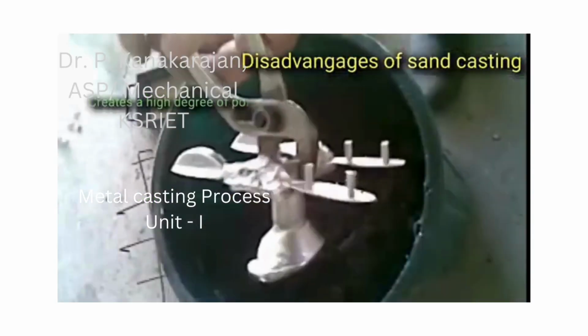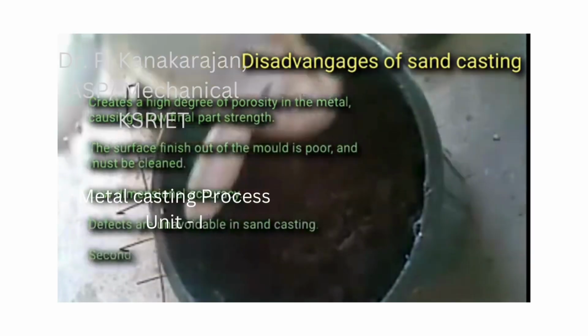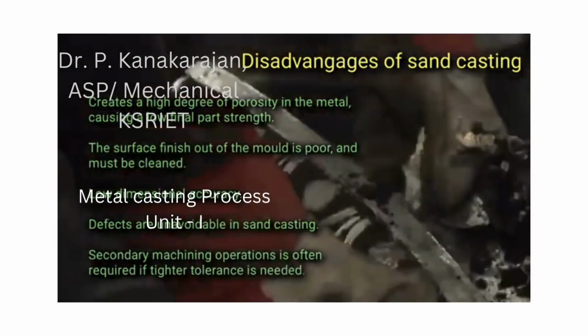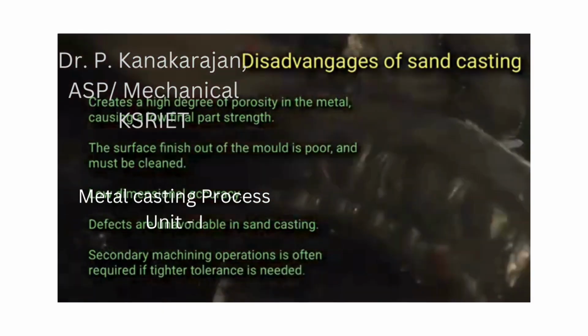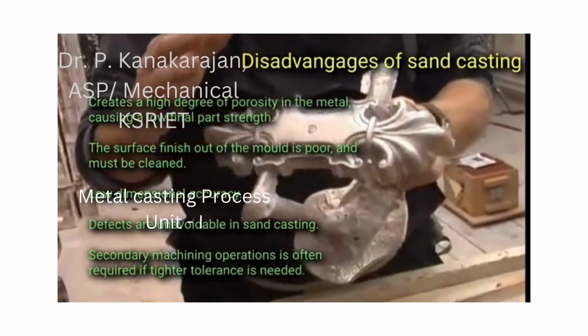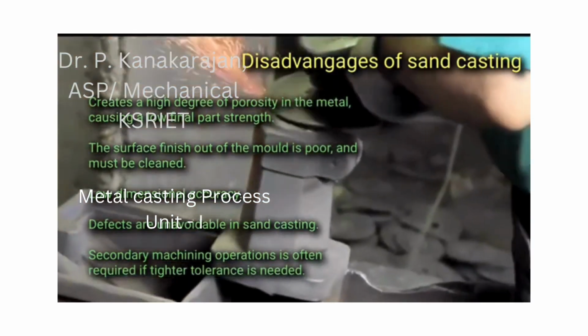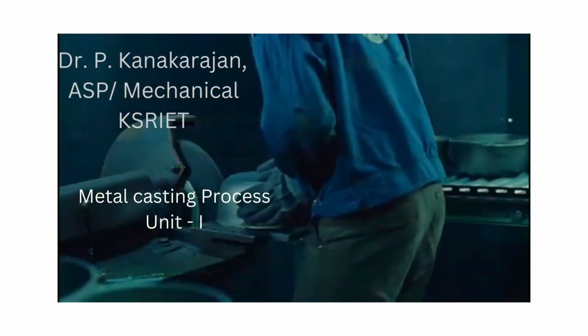Disadvantages of sand casting. Creates a high degree of porosity in the metal, causing a low final part strength. The surface finish out of the mold is poor and must be cleaned. Low dimensional accuracy. Defects are unavoidable in sand casting. Secondary machining operations are often required if tighter tolerance is needed.